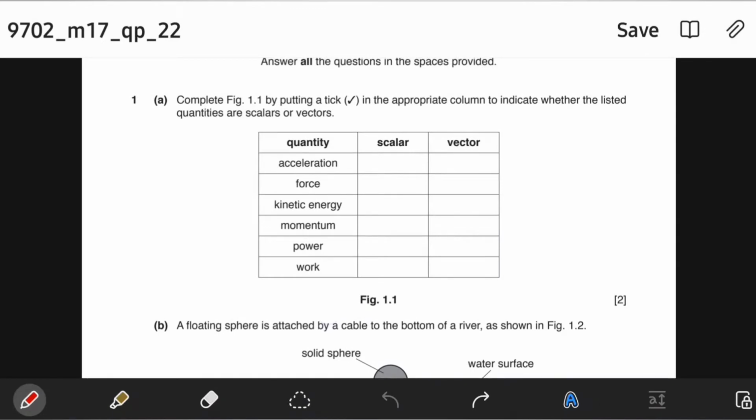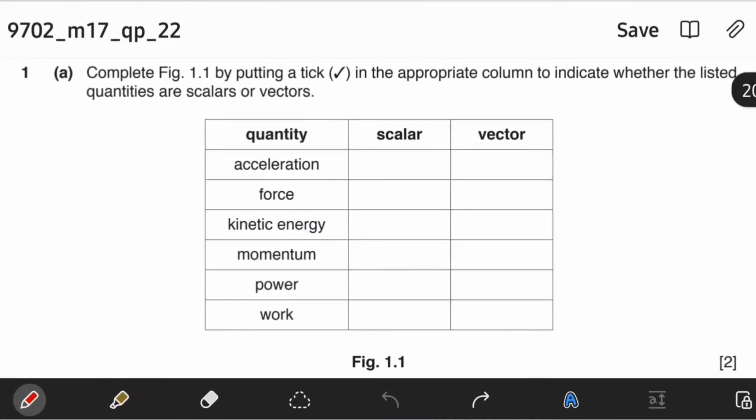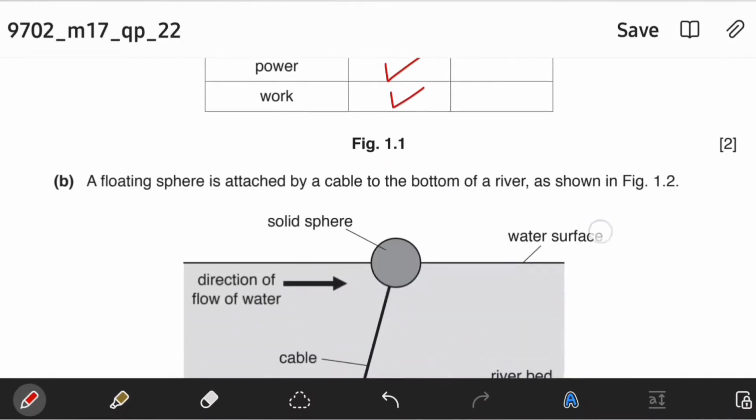Question 1. Complete figure 1.1 by putting a tick in the appropriate column to indicate whether the listed quantities are scalars or vectors. So, a scalar only has magnitude, while a vector has to have a direction, right? Acceleration is definitely a vector because you write it with a plus and minus sign too. Force is also a vector, kinetic energy is a scalar, momentum is a vector quantity, power is scalar, and work is also scalar. Make sure you memorize these because there's always a question on this.